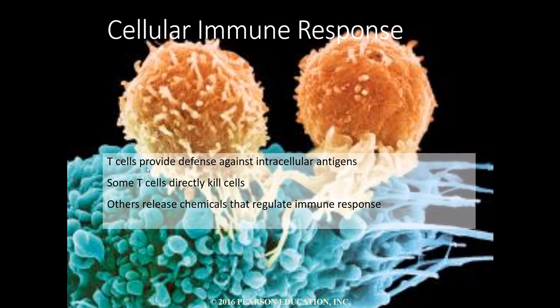There are some T cells, we call them cytotoxic T cells, that will directly kill other cells, and this is really why it's a cellular immune response, because the cells themselves are destroying the infected cells. There are other T cells, helper T cells, regulatory T cells, that release chemicals and play roles in activating and regulating other parts of the immune response. And we'll look at those different roles of the different types and populations of T cells.